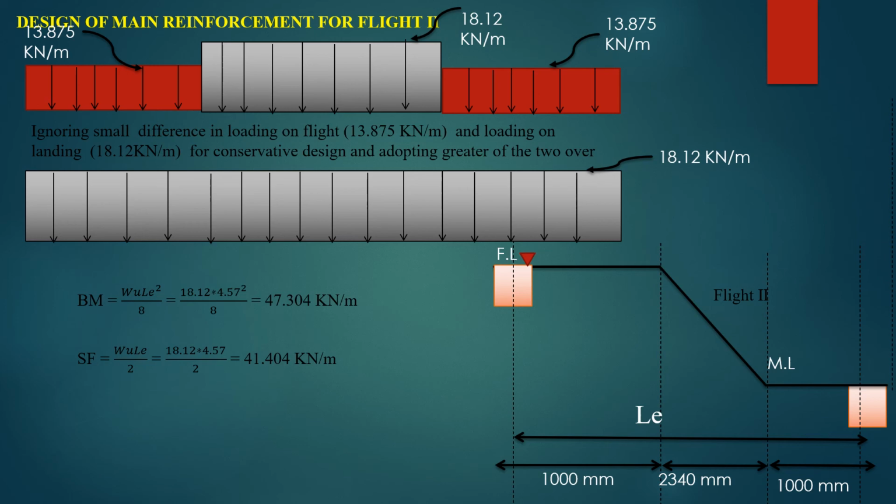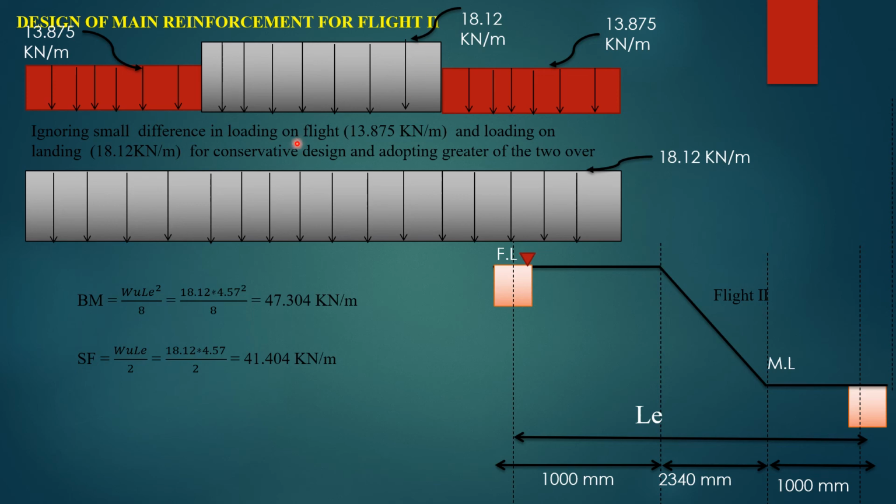Total length is taken. We already saw what the effective length is for the whole flight in the very first slide, so I am not going to tell you again. So here we see there are two landings in one flight. For the landing, the load is given as 13.875 kilonewton per meter. Here it is written at the board end, and for the flight it is given as 18.12 kilonewton per meter.